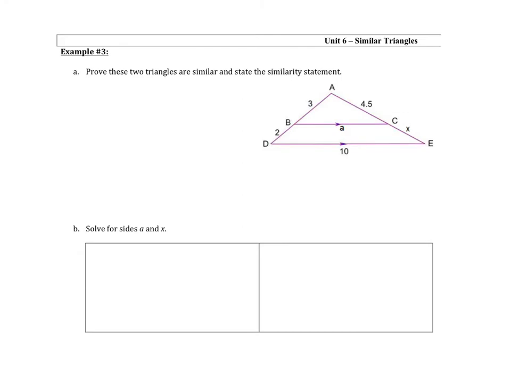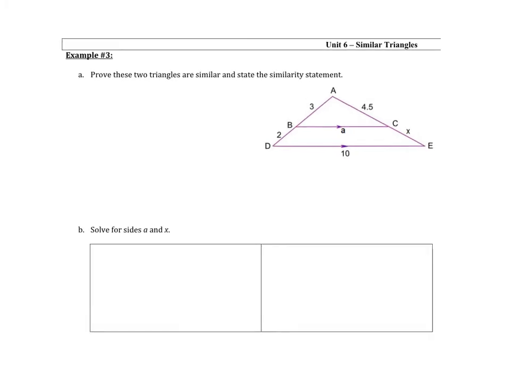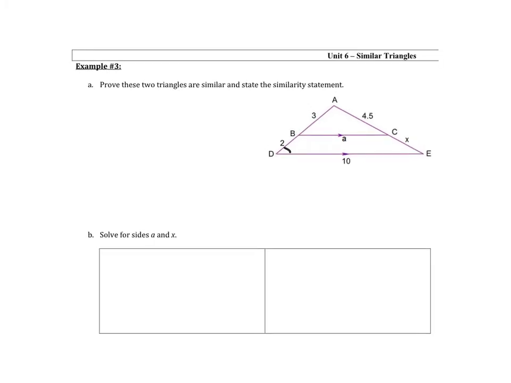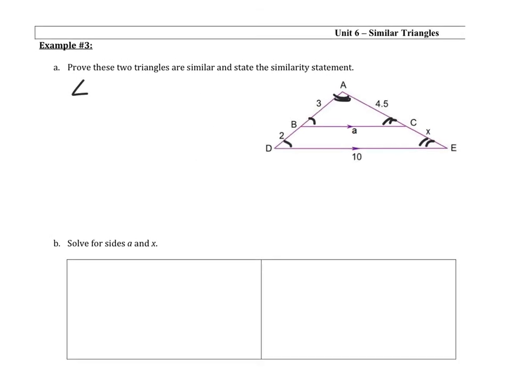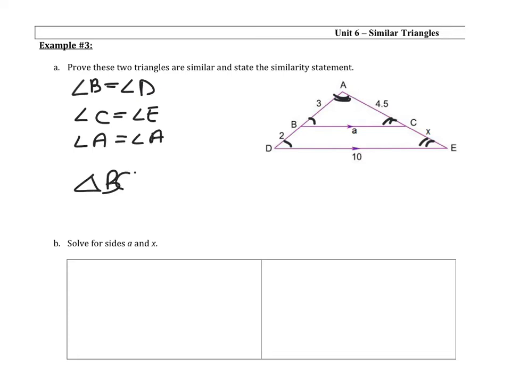I'm just going to erase that so that when I do my matching sides, I don't have anything in my way. So D and B and C and E, and then A is automatically the same because they share that angle. Okay, so I can write that out. Angle B equals angle D, angle C equals angle E, and angle A equals angle A. So my similarity statement would be triangle BCA is similar to triangle DEA.